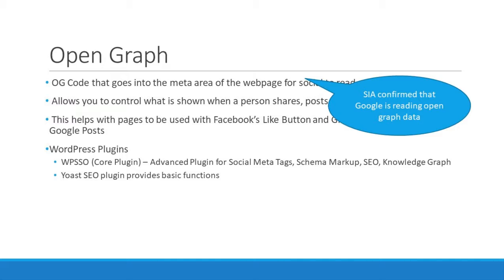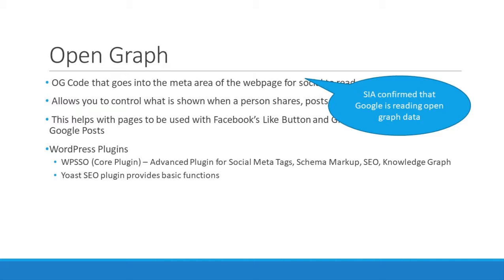This helps with pages to be used with Facebook's like button and Graph API, as well as within Google Posts. The WordPress plugins that we're going to use: Yoast already does basic functionality of it, but we're going to pull in WPSSO, the core plugin for advanced social meta tags, and we get more with that. I'm going to show you an example between using Yoast versus WPSSO.